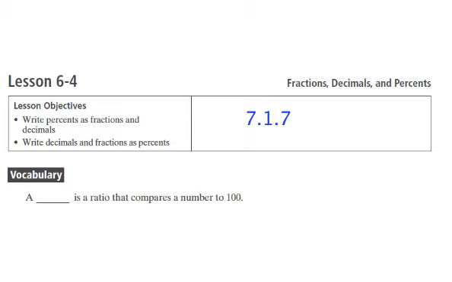Today's lesson is on fractions, decimals, and percents. We're going to write percents as fractions and decimals, and write decimals and fractions as percents. The Indiana Academic Standard is 7.1.7. For the vocab, a percent is a ratio that compares a number to 100. Pause the video if you need more time.